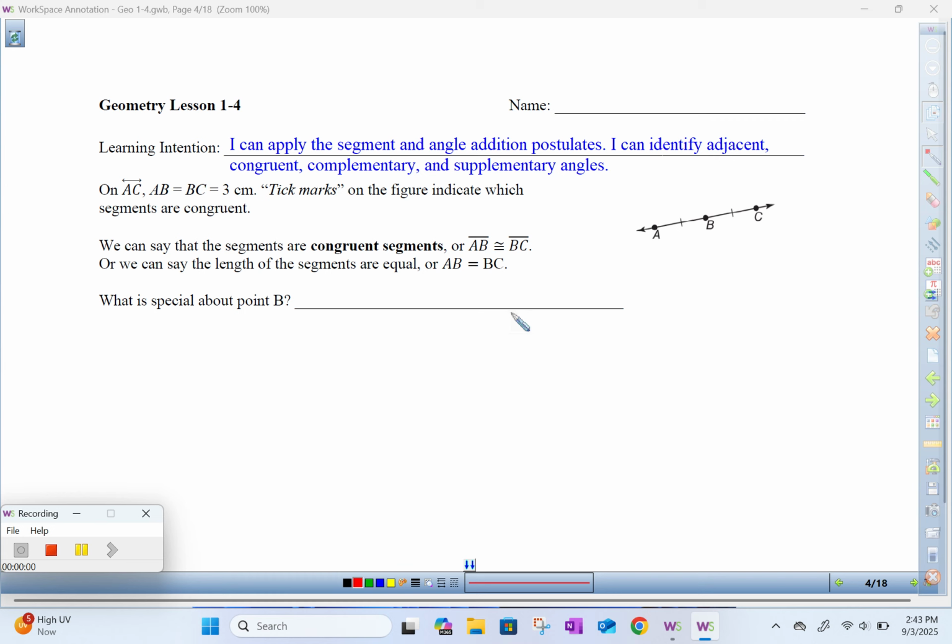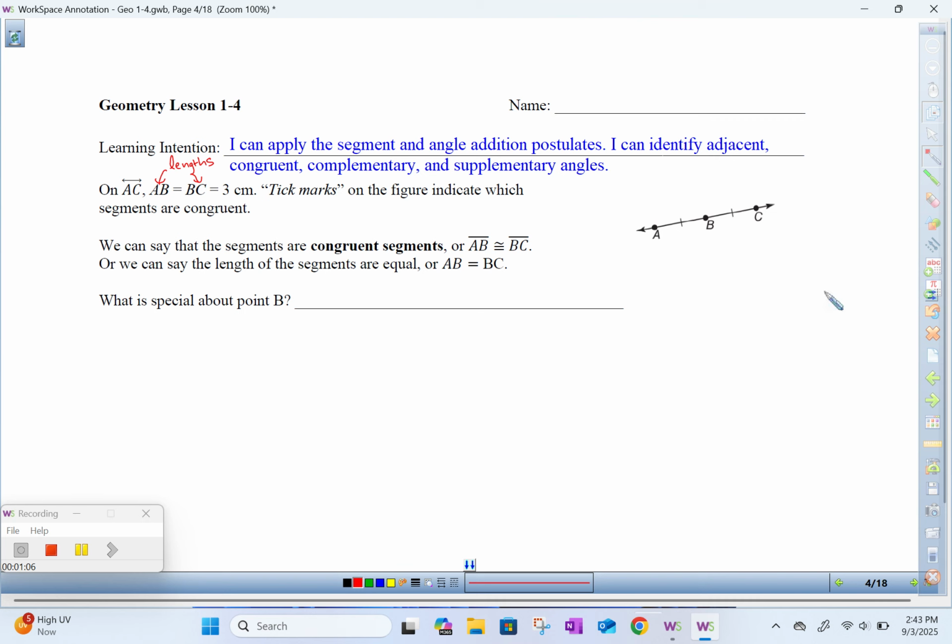So we have over here this line AC, and I know it's a line because of the arrows on there. AB equals BC equals 3 centimeters. Well, you'll notice that the second portion over here, there's not a symbol on top. When there's not a symbol on top, it's referring to the length of the segment. So both of these refer to lengths. And they give us that length as 3 centimeters. So over here, I'm going to write out 3 centimeters.